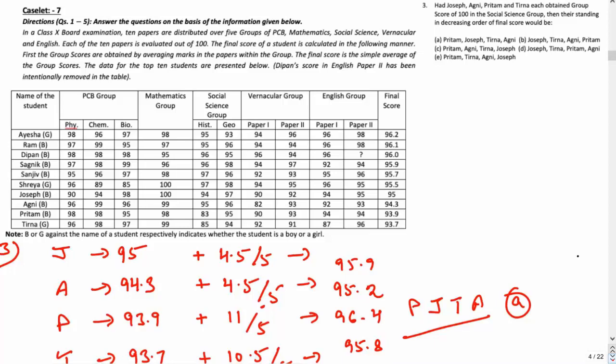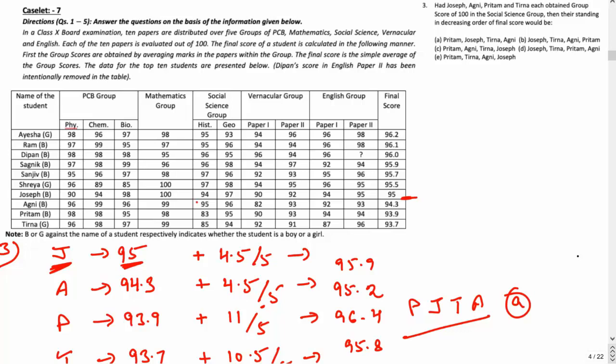In the third question, they have given you 4 persons. Now you have to revise their social science group score. How to revise the social science group score? There are 2 ways of doing this question. First, you would have simply done it straight ahead bluntly. Second is like this. For Joseph, I know that 95 is his overall final score. But how much has he got in social science?